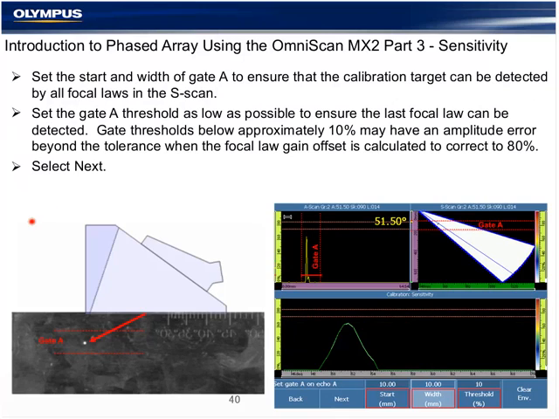Set the start and width of the gate in this step of the wizard directly over the calibration side drilled hole. So a 15 millimeter hole with a start position of 10, a width of 10, and a threshold of 10 for the gate allows that signal to be seen in the gate, creating the envelope in the calibration window.